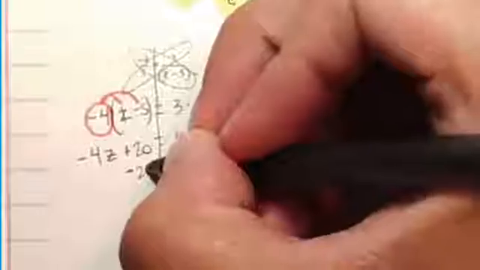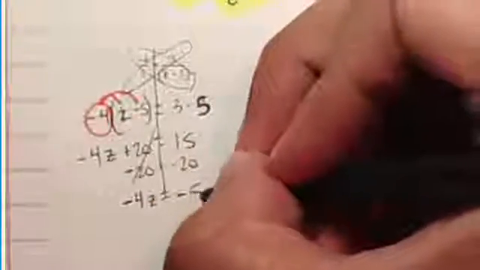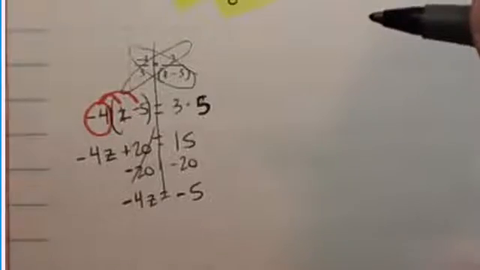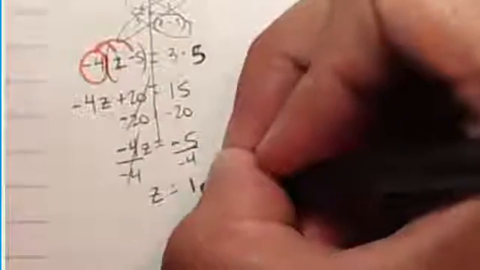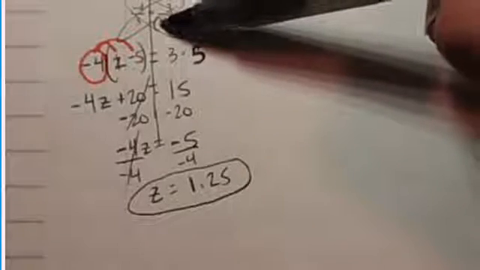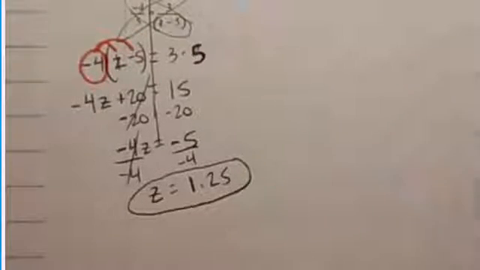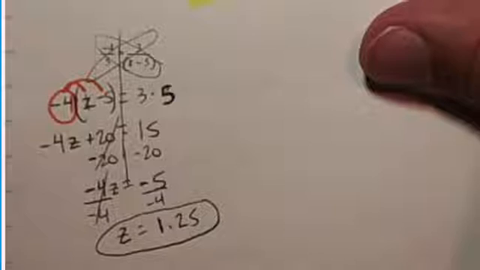So I'm going to go ahead and get rid of the number not attached to the variable. So I'm going to take away 20 on both sides. And that leaves me with negative 4z is equal to 15 minus 20, which is negative 5. I'm going to divide by the coefficient of negative 4 on both sides. And my answer here, negative 5 over negative 4, is a positive number, and it leaves me with 1.25, or 1 1/4. So the answer for z here would be 1.25, to give me a proportion with two ratios that are equal to each other.